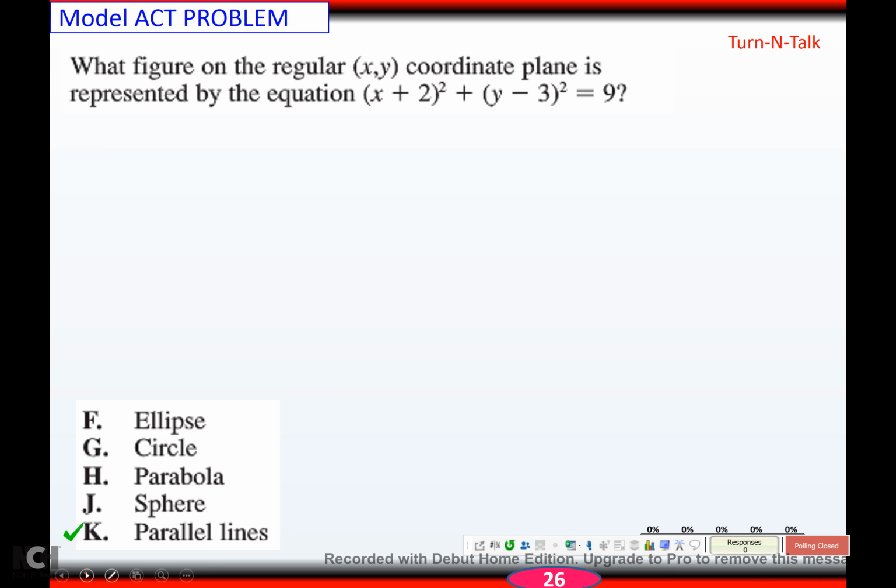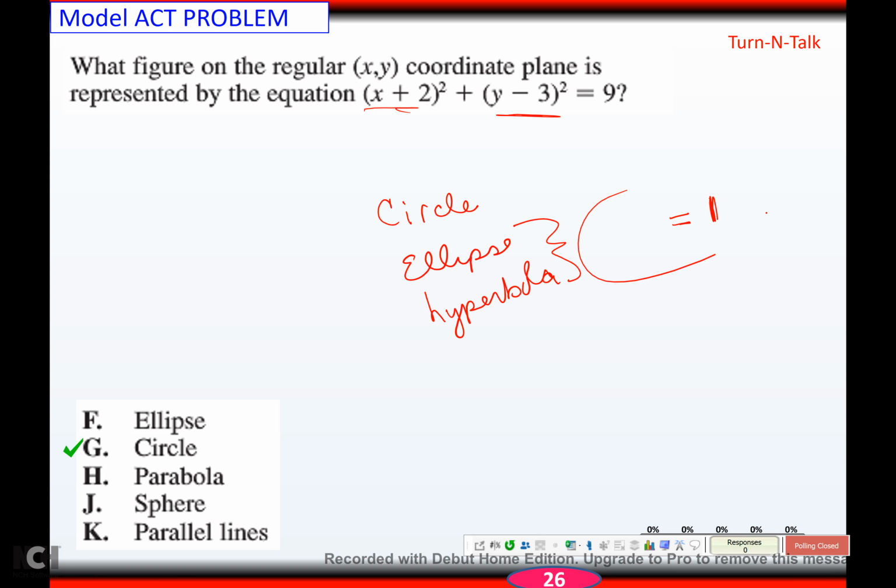All right guys, on this one, the biggest thing you've got to look for is when both things are squared. You're either going to have a circle, an ellipse, or a hyperbola. For an ellipse or hyperbola, the other side has to equal 1. If both things are squared and the other side doesn't equal 1, you can rule out ellipses and hyperbolas. A parabola just has an x squared. I don't really know what the equation of a sphere looks like. And parallel lines are lines, so those would just be y equals mx plus b, no squares in them. So it's a circle.